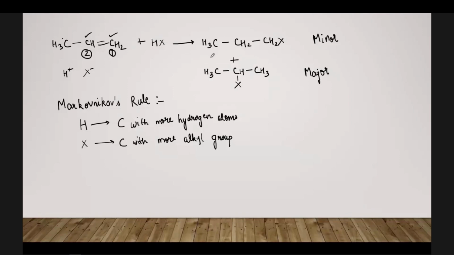So in the major product, the H is getting attached to this first carbon, and the halogen will get attached to the carbon with more alkyl groups. Here we don't have alkyl groups to compare, but we can say, in other words, the carbon with less hydrogen.